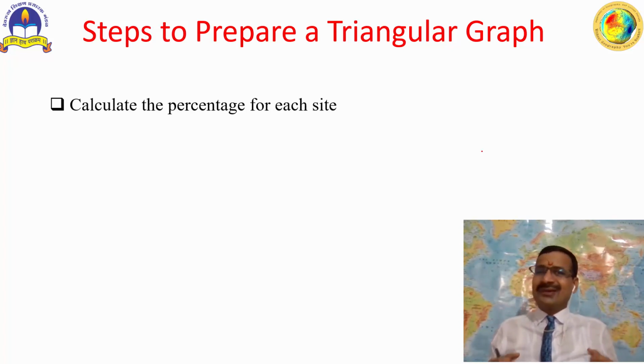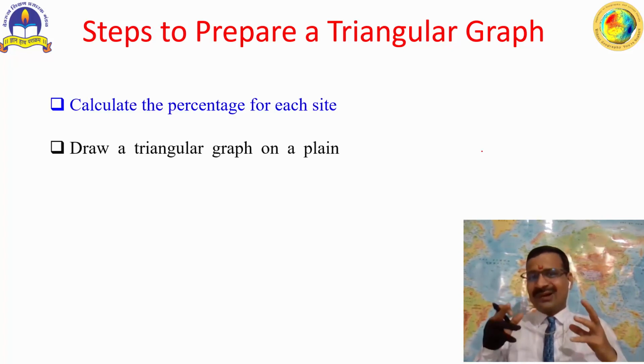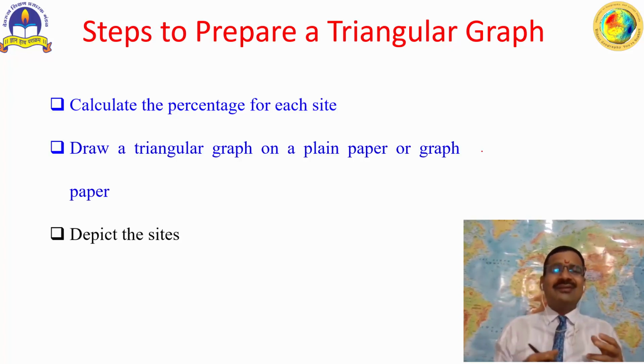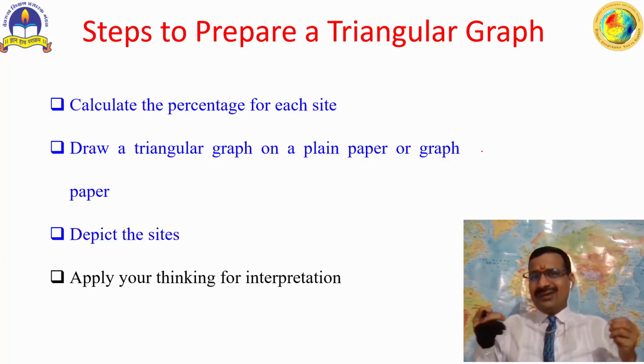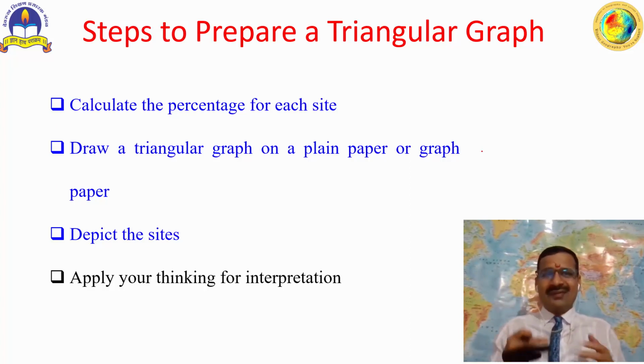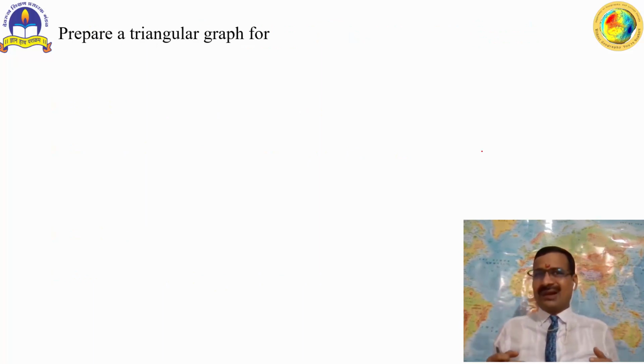Generally, to prepare a triangular graph, there are certain steps. First of all, we need to calculate the percentage for each site. Then we will draw a triangular graph on a plain paper or on a graph paper. Then we will depict the sides according to their respective percentage and apply your thinking for the interpretation of the triangular graph.